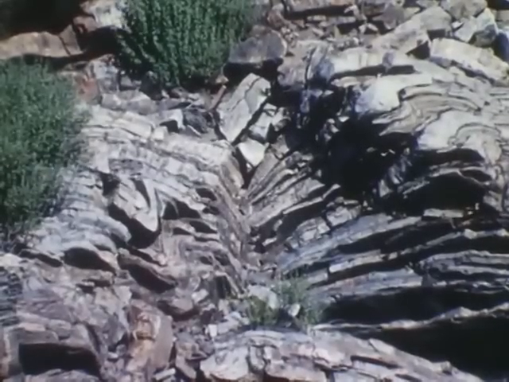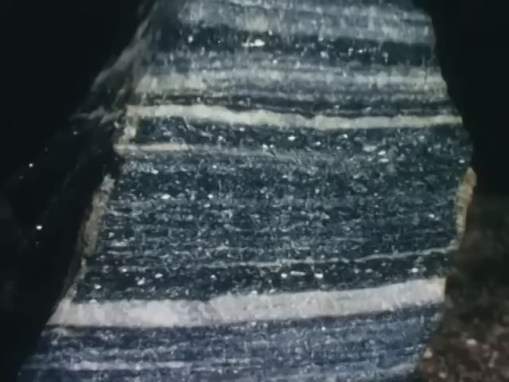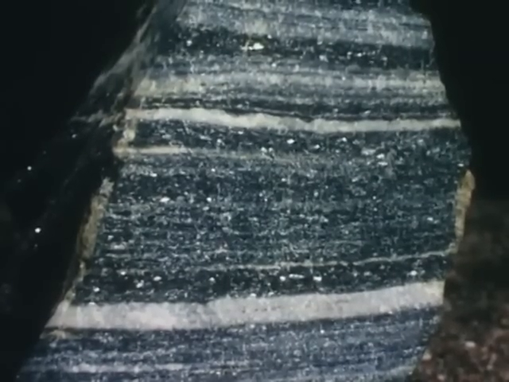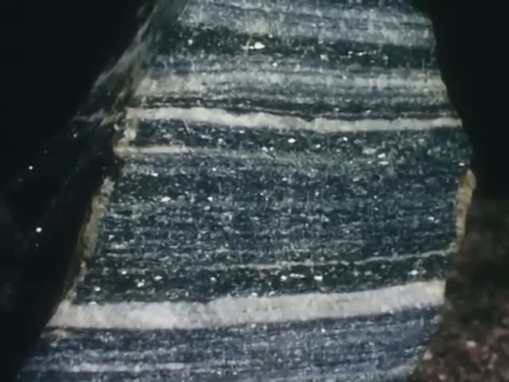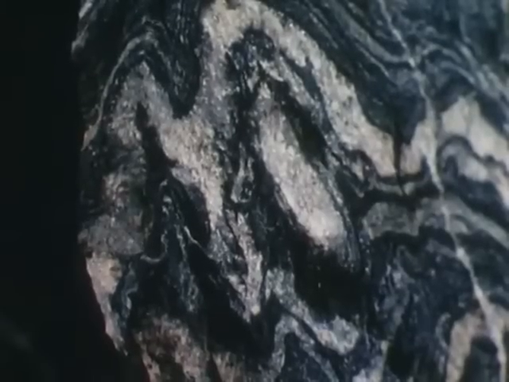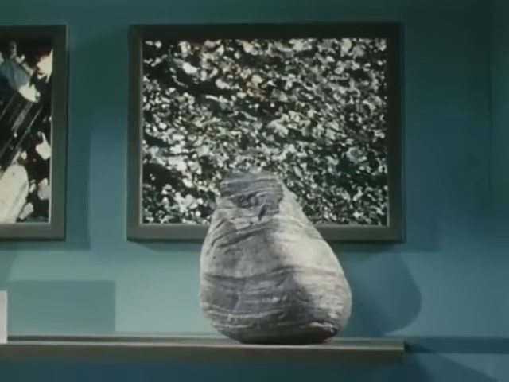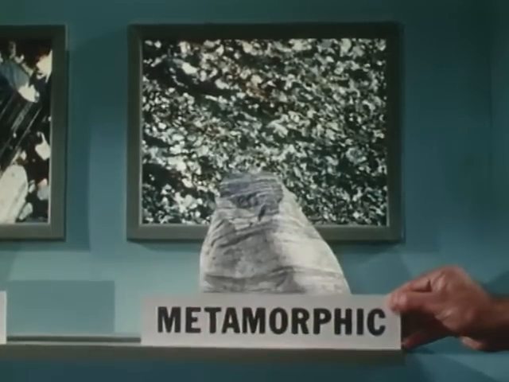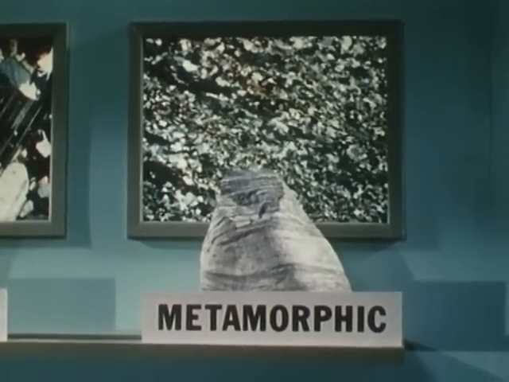Rocks made in this way take many different forms. Although they never melted, the heat and pressure deep underground bent and squeezed them and caused the crystals in them to grow together. So a metamorphic rock means a changed rock.